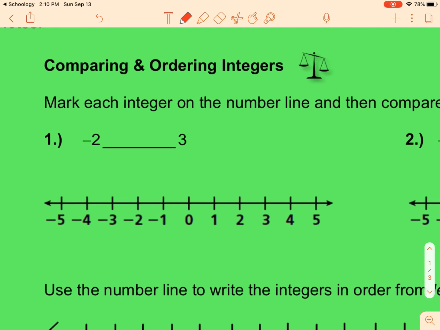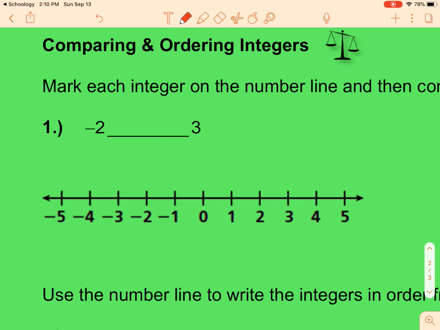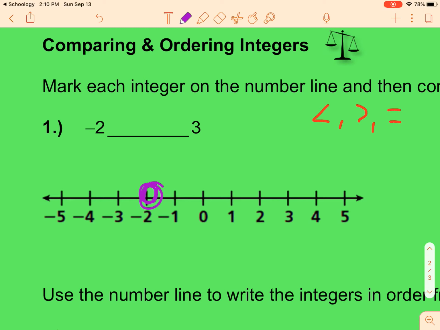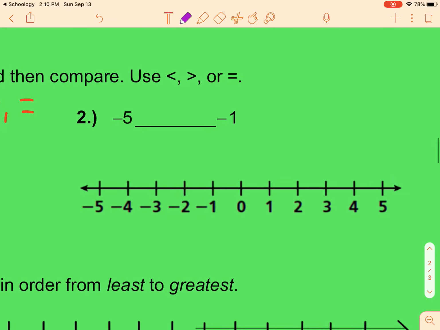For number 1, it says to mark each integer on the number line, and then we're going to compare using less than, greater than, or equal to. Let's find -2 on the number line. You can go ahead and mark it. And find 3 on the number line. Which number is greater? You're right, 3 is greater, so -2 is less than 3. Good, let's go to number 2.